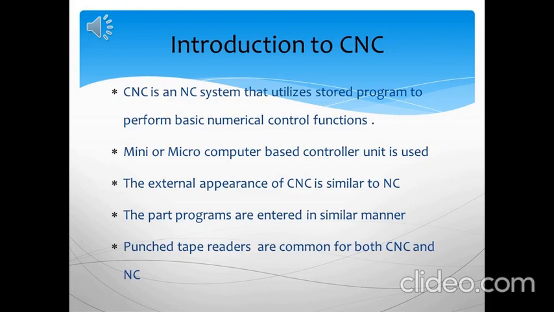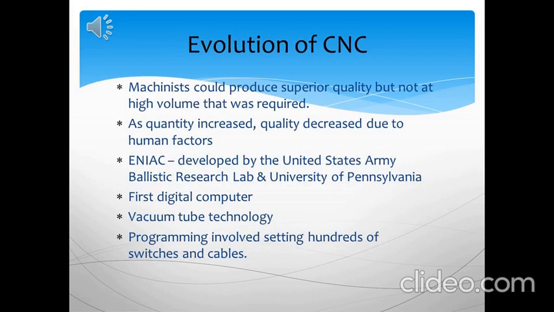So far we have discussed the components of the NC systems, types of NC systems and the unit systems used for making dimensions. Let us start the computer numerical control system. Introduction to CNC. CNC is an NC system that utilizes a stored program to perform basic numerical control functions. A mini or microcomputer based controller unit is used. The external appearance of CNC is similar to numerical control. The part programs are entered in a similar manner. Punch tape readers are common for both NC and CNC machines.